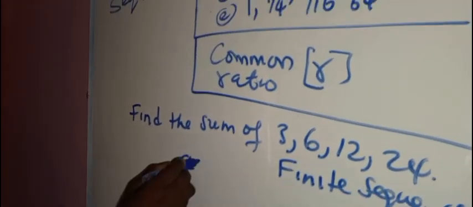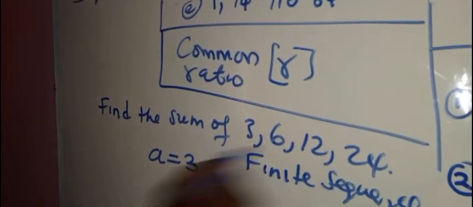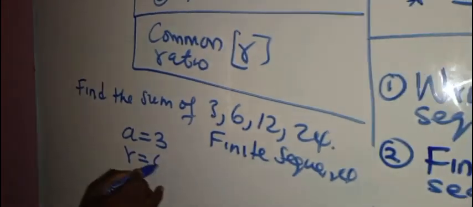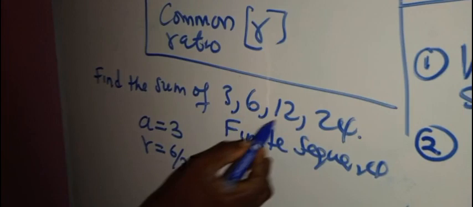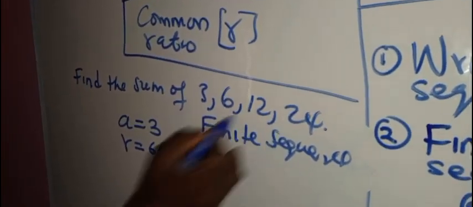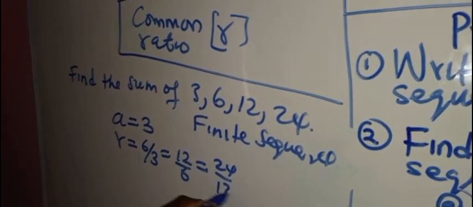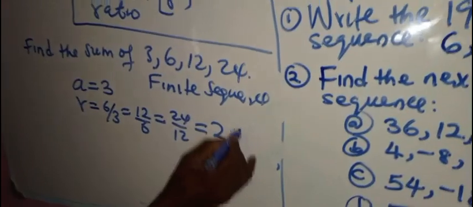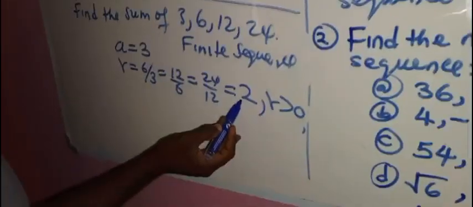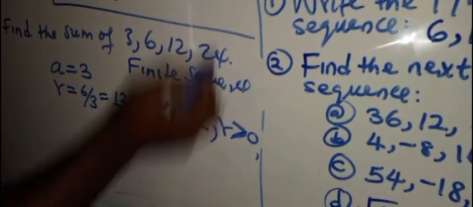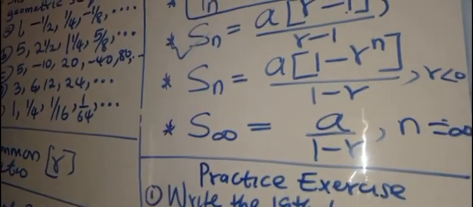What is the first term? The first term is 3. For it to be geometric, it must have a common ratio. How do you get the common ratio? 6 divided by 3 must be equal to 12 divided by 6, must be equal to 24 divided by 12. And if you look at all this, it gives us 2. Now, in this case, r is greater than 0. Can you see that 2 is greater than 0? This symbol means greater than 0. So it means I'm going to use this formula for the sum.